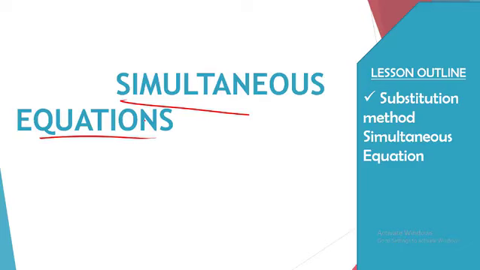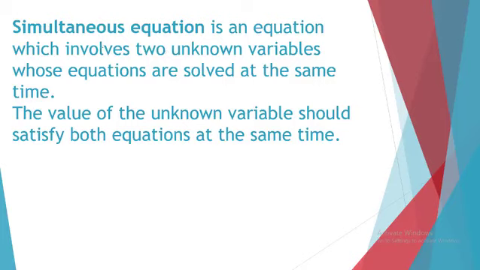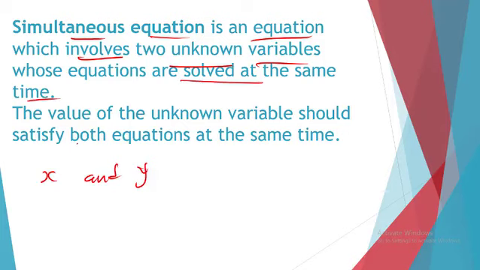Welcome back. In this study today, we'll be looking at the substitution method of simultaneous equations. Let us start with the definition. A simultaneous equation is an equation which involves two unknown variables, which may be x and y, whose equations are solved at the same time. The two equations are solved at the same time.